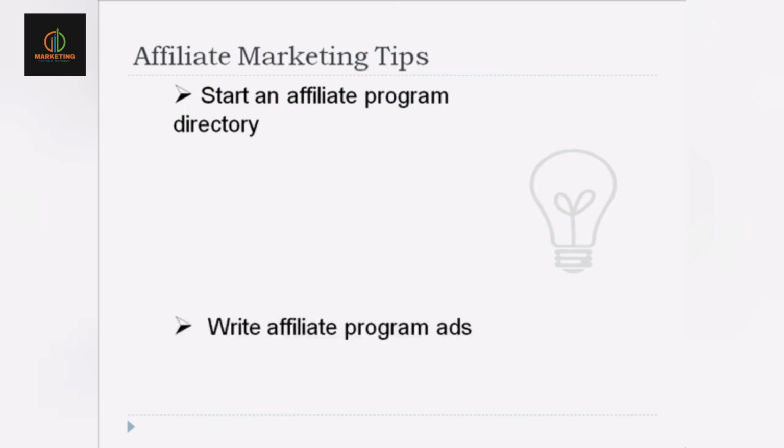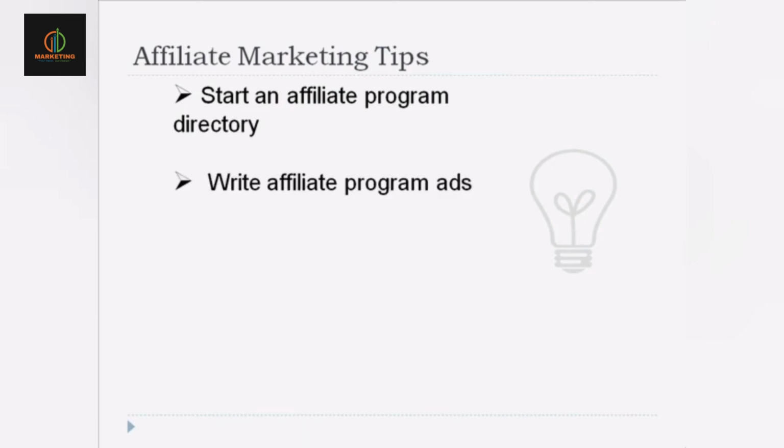The fifth thing you can do is write your own affiliate program ads. If all the other affiliates use the same ads you do, that does not give you an edge over your competition. Use a different ad to give yourself an advantage over all other affiliates.